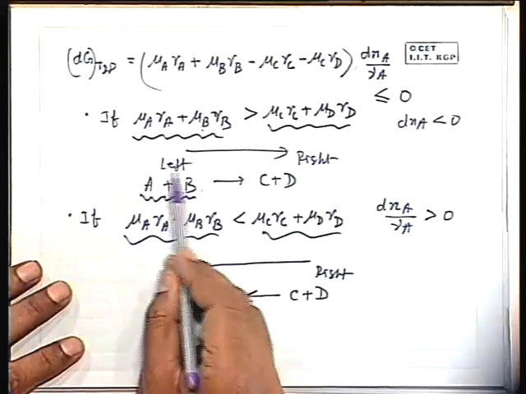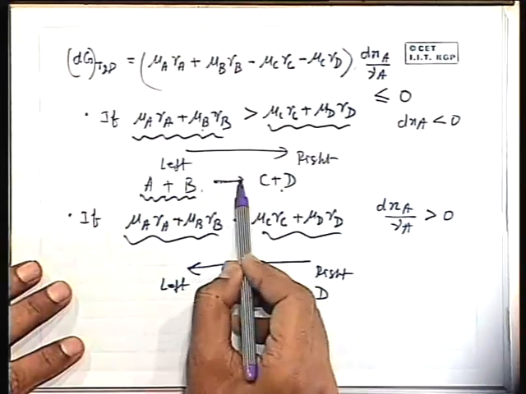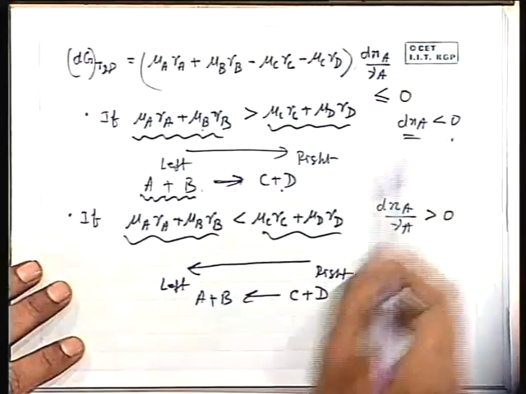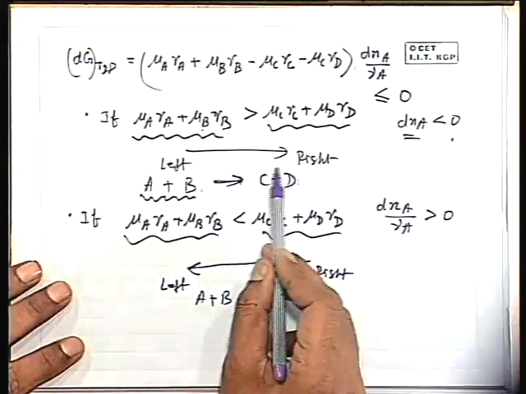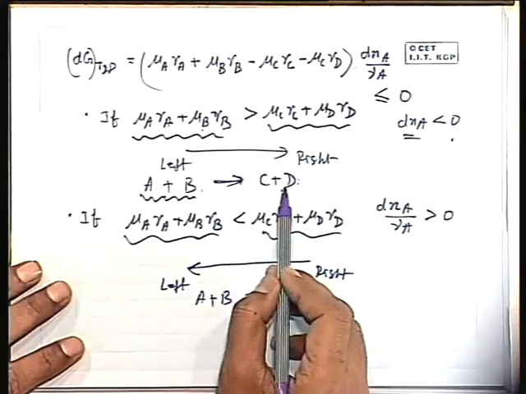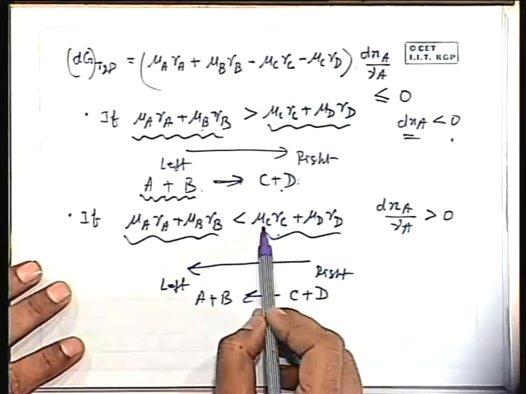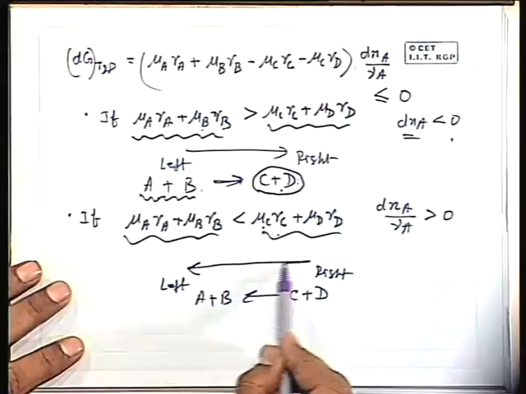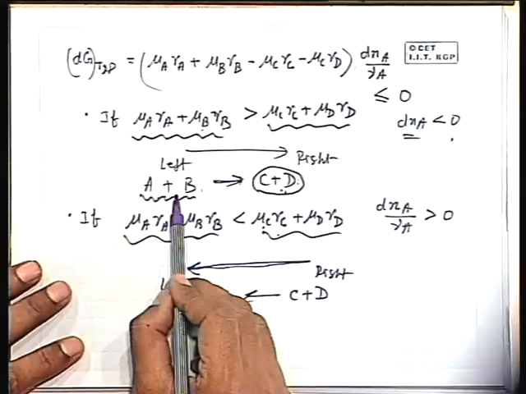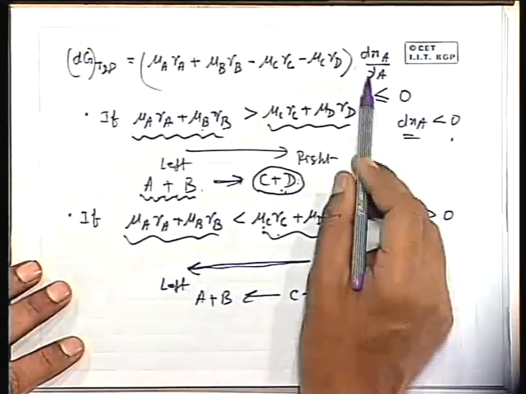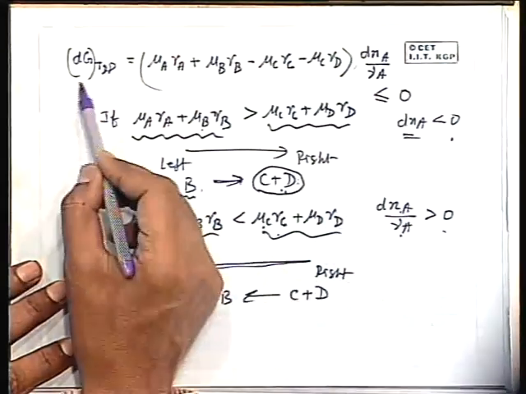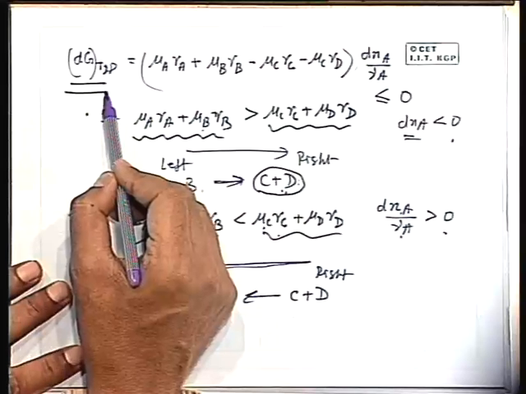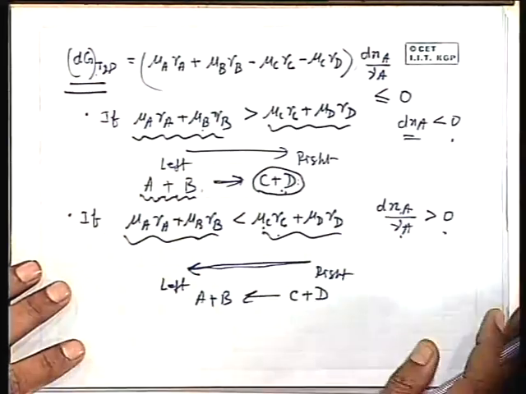That means if this is more than this, the reaction will go in this direction, dNA is negative. When μCγC plus μDγD is more than μAγA plus μBγB, that means the sum of the products of the chemical potential times the stoichiometric coefficients on this side is more than this side, the reaction will proceed from this to this. In that case, dNA by γA has to be greater than 0, because the final constraining thermodynamic equation is dGTP is less than 0.